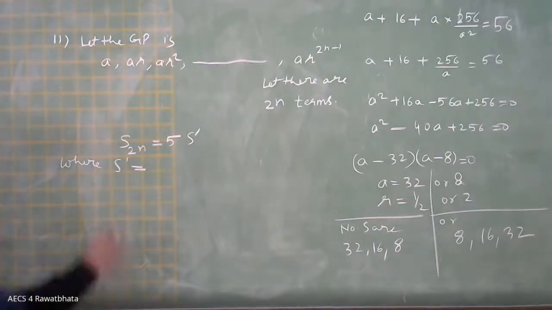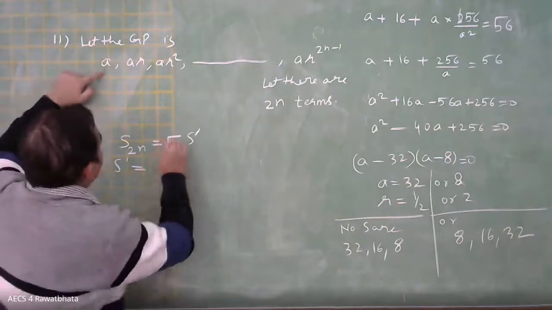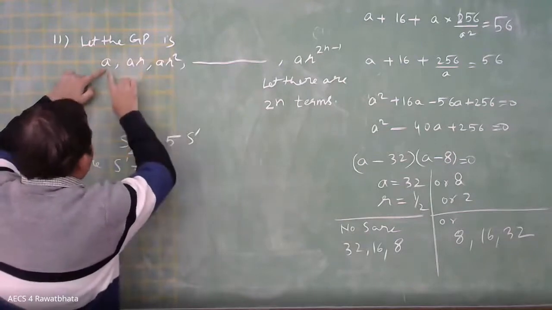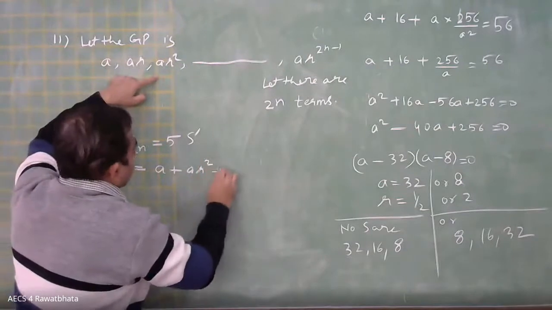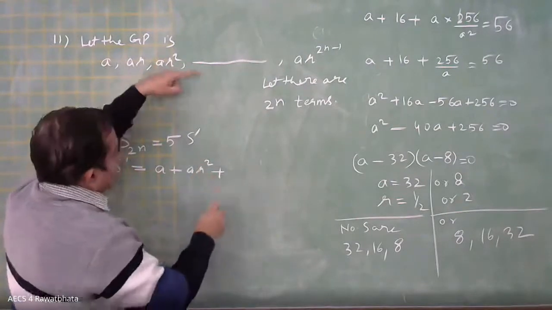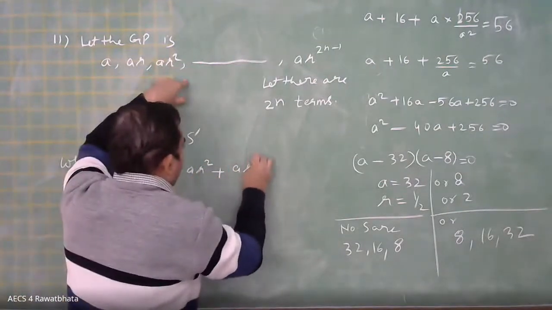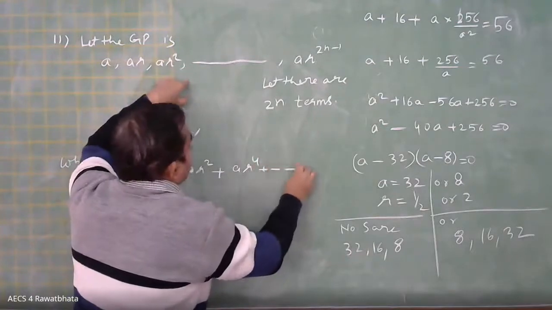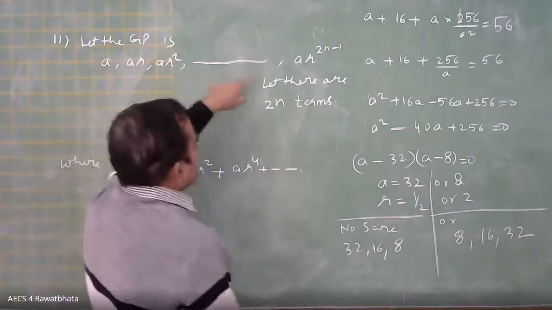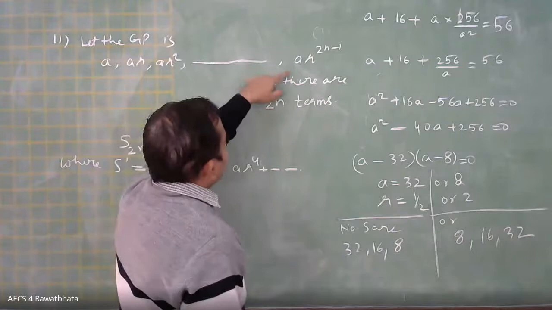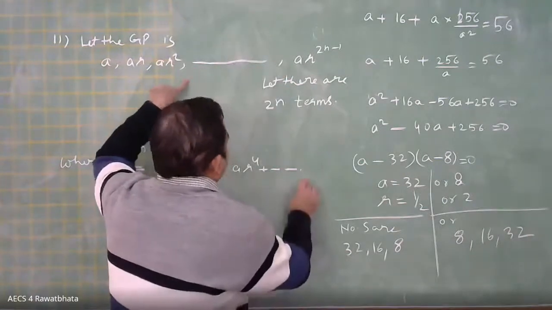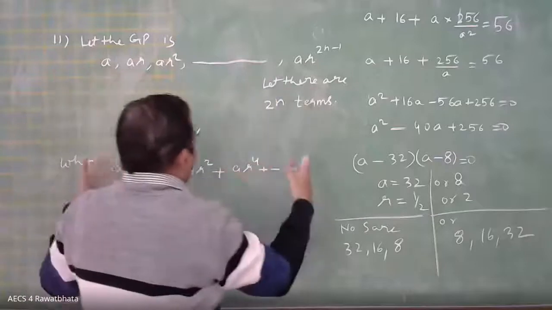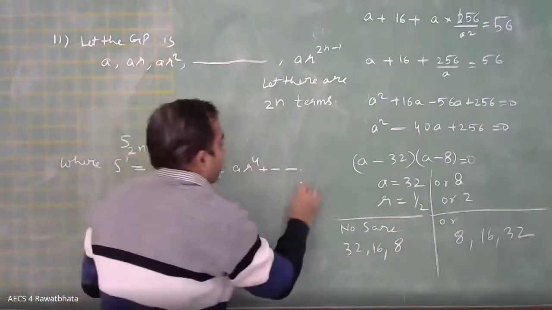S2n is 5 times S dash, where S dash is the sum of the numbers occupying odd places. Odd places means A plus AR square plus the next, which will be the fifth position. Fifth term will be AR to power 4, and so on. The last one will be the 2n minus 1th term. There are 2n terms in total, so odd places will be half. So total n terms will be there.